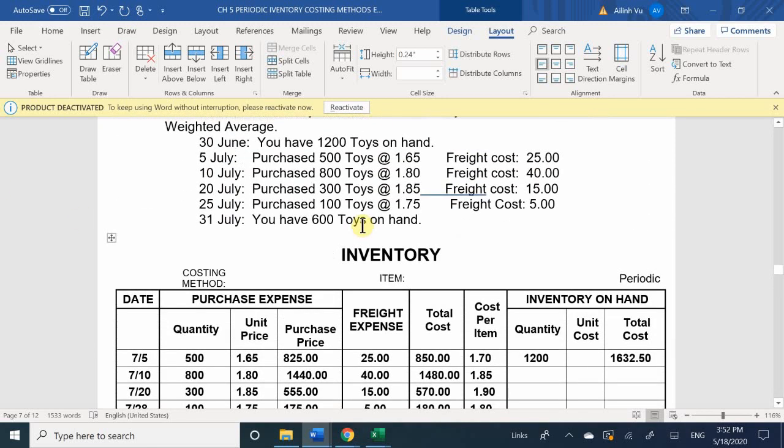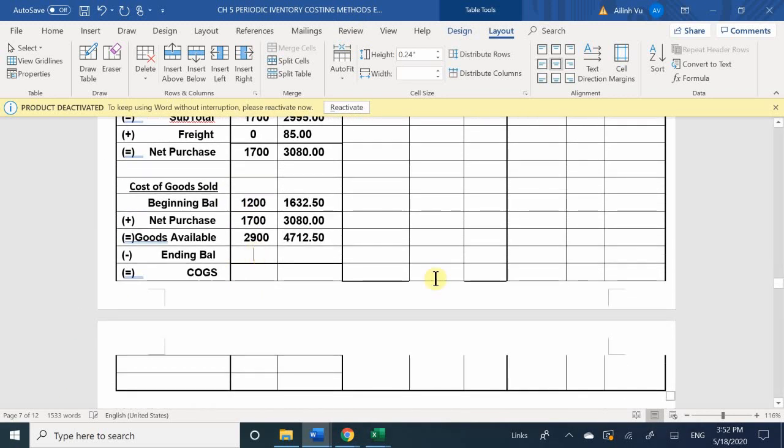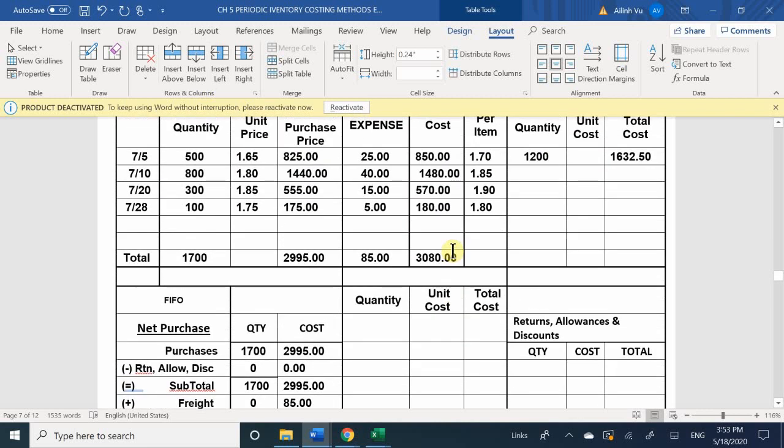Okay, and then let's scroll up and see how much is left over in inventory on hand. So July 31st, how many available items? 600 toys. So 600 toys available. Therefore, how many did we sell? 2,300. We sold 2,300 items. Okay, now what do we do next? We're solving for our weighted average.